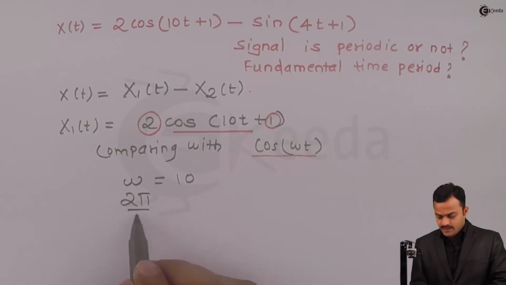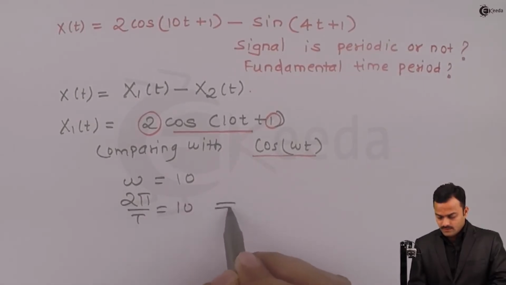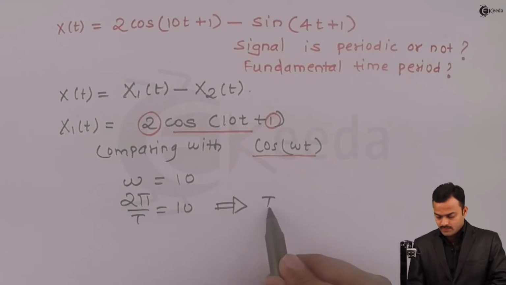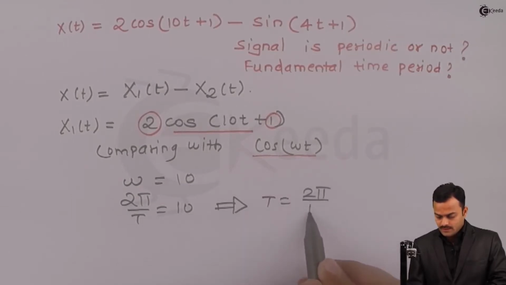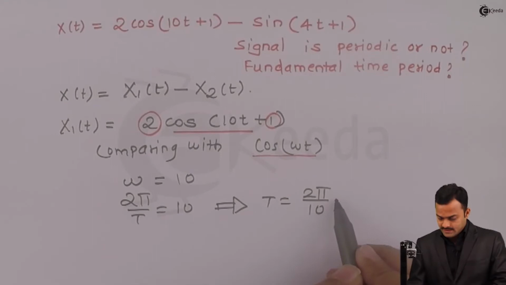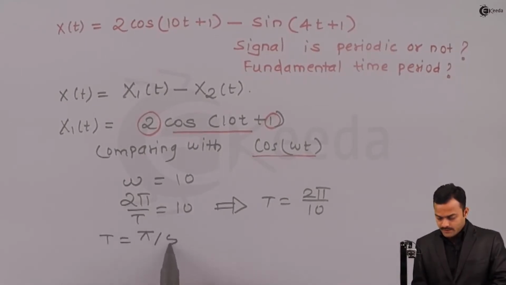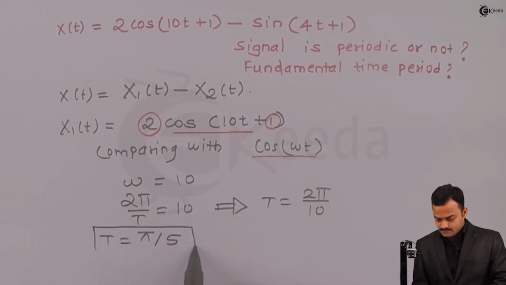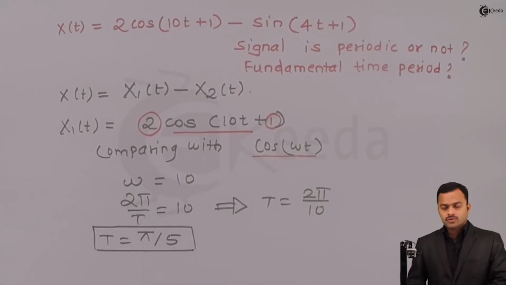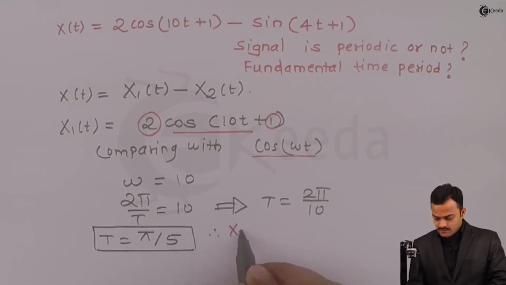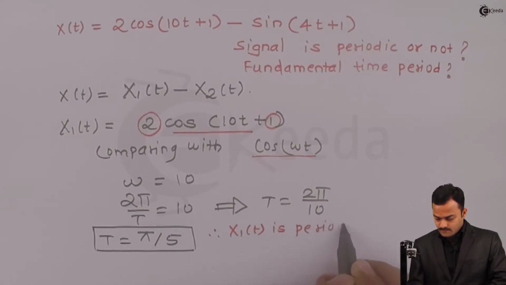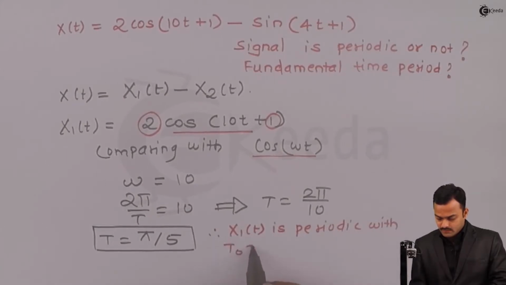So omega equal to 10. Omega is 2 pi by T. So that will give you T equal to 2 pi by 10. I can say this is equal to pi divided by 5. So pertaining to this, I can say x1(t) is periodic with fundamental time period T0 equal to pi divided by 5.